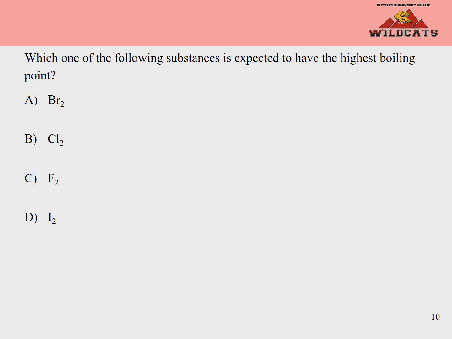So it says, which of the following substances is expected to have the highest boiling point? It's going to be the one with the largest or greatest mass, which is going to be further down on the periodic table. So we'd expect the iodine, which has a mass of about 80 grams per mole, since fluorine has 19 grams per mole for single atoms, so we'd expect the iodine to have the largest.